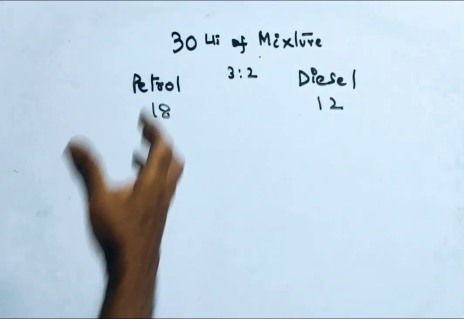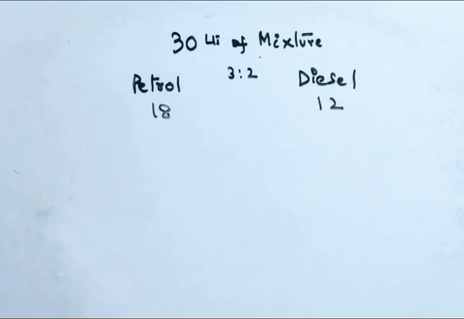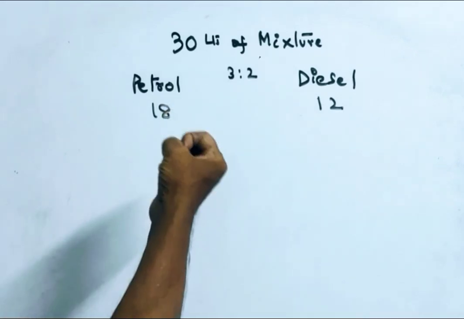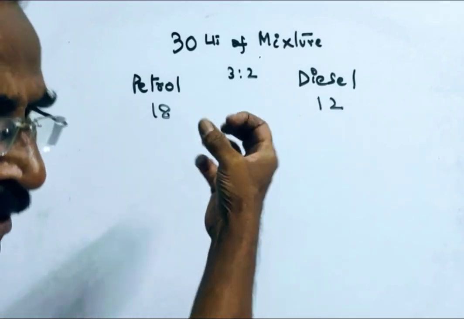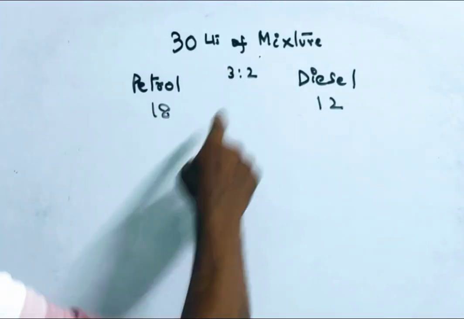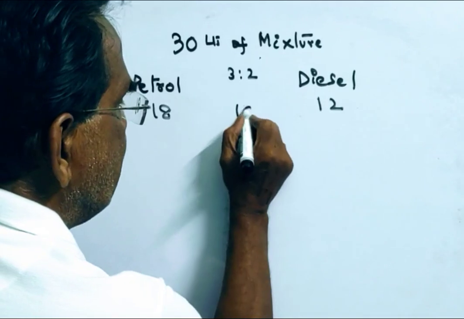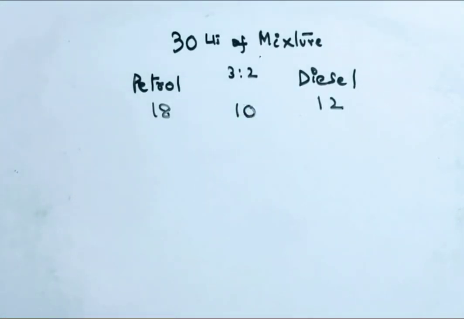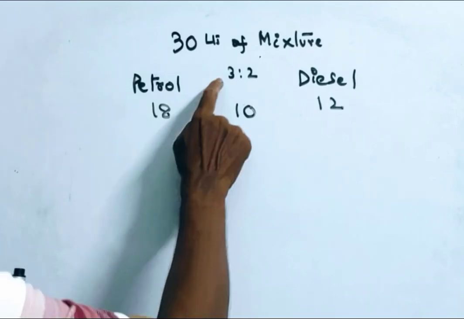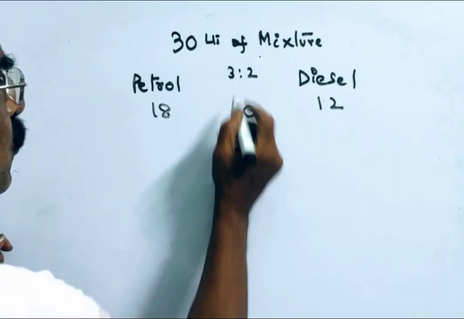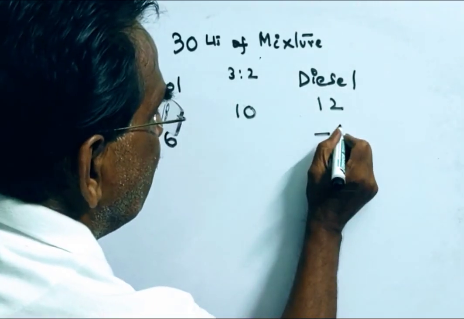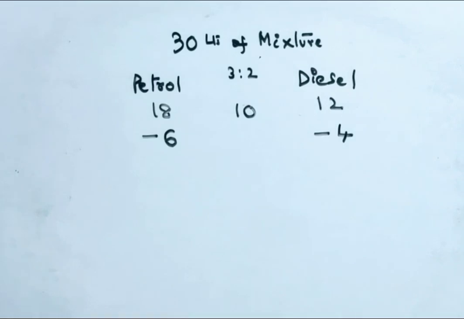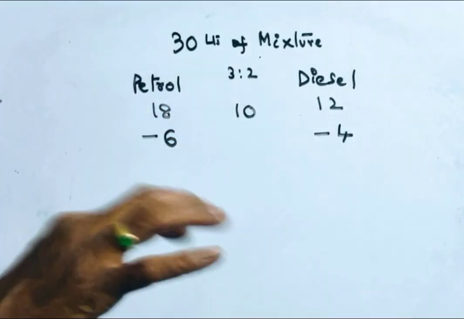Friends, now 10 liters of mixture is removed and replaced with pure petrol. Friends, if 10 liters of mixture is removed, then petrol and diesel are drawn in the ratio 3:2. So, now 10 liters is drawn. 10 liters dividing in the 3:2 ratio means 10 by 5, 2, into 3. 6 liters of petrol is drawn. 4 liters of diesel is drawn and replaced with pure petrol.